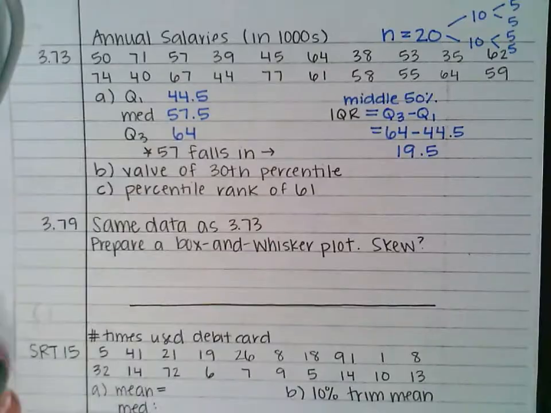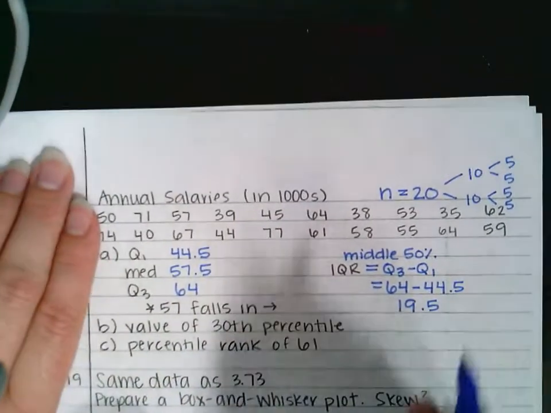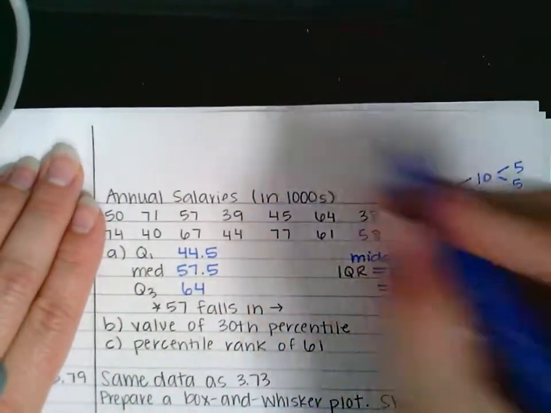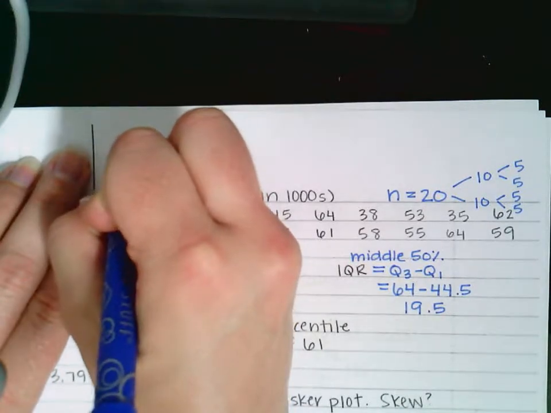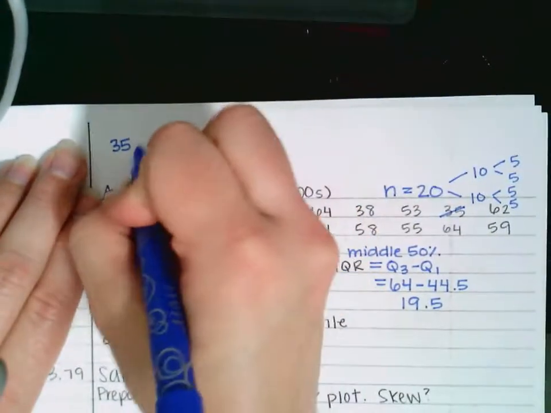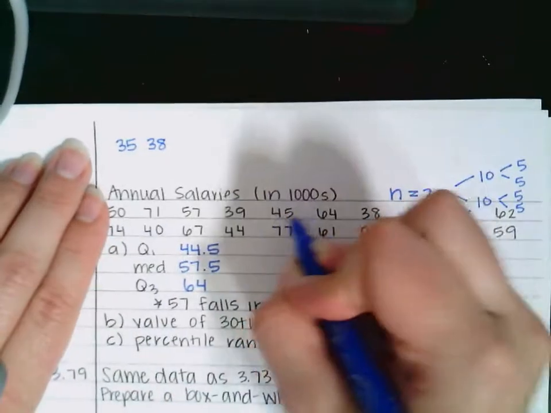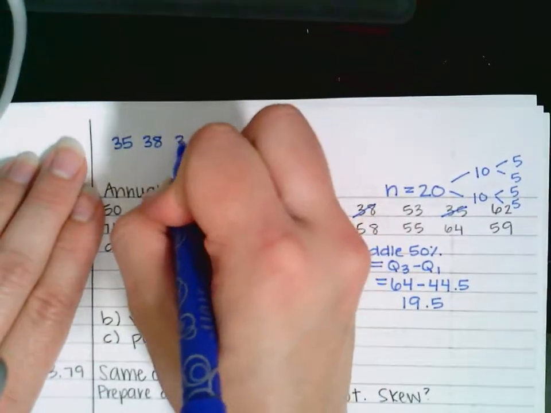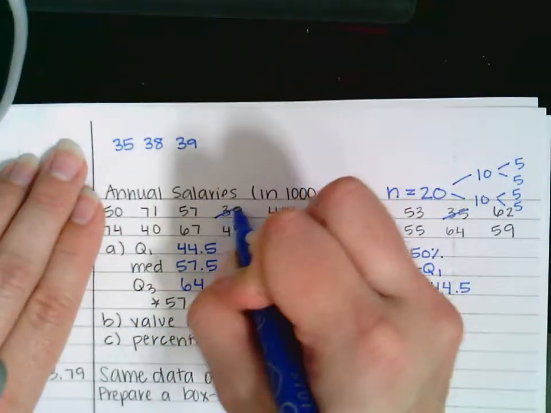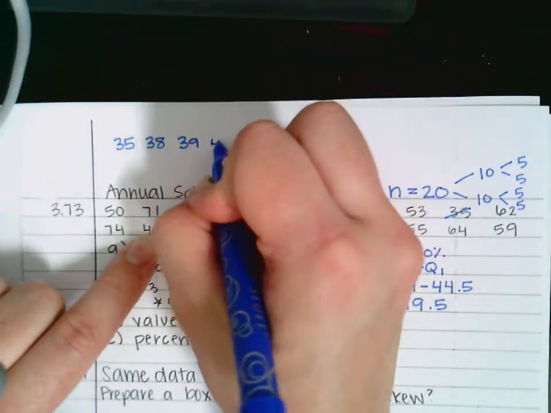Okay, and so if I were to sit here and list this all out, oh look, 35 is actually the first one. So 35, 38, 39, 40.